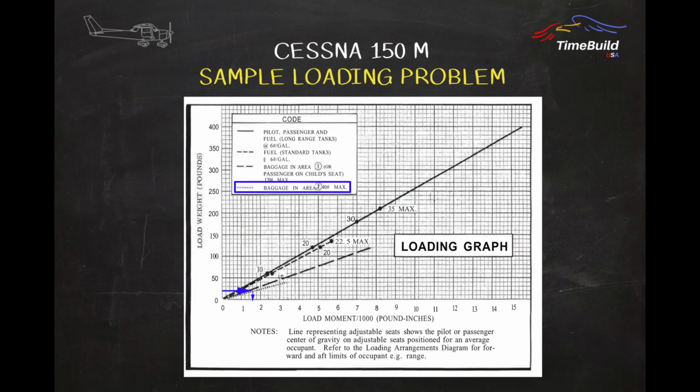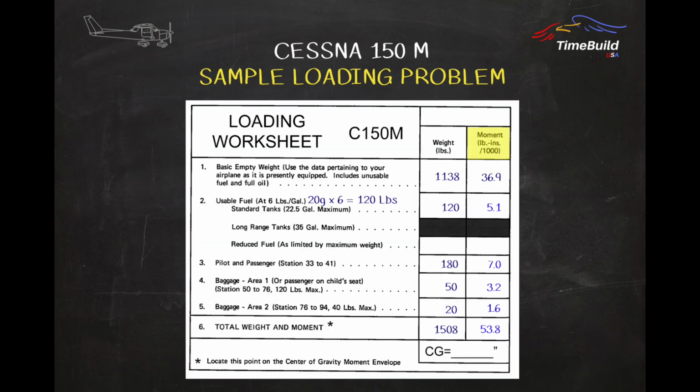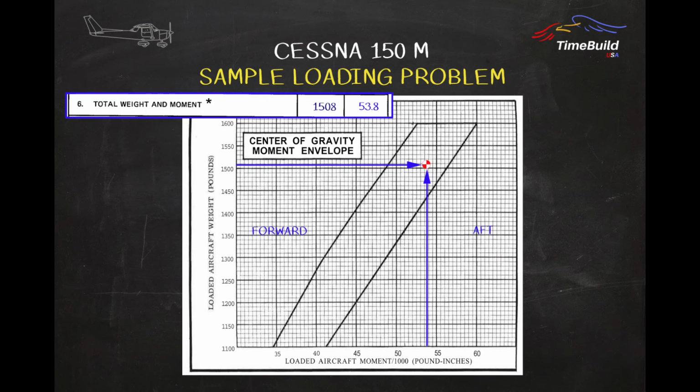Lastly, determine the loaded moment for baggage area 2, which contains 20 pounds of luggage, and transfer onto the form. Finally, total all of the moments on the loading worksheet. Using the total weight and moment divided by 1,000, plot the intersection of both values on the CG moment envelope in the POH. If the CG falls within the boxed area, then the aircraft is properly loaded. Note that the CG becomes more forward as you move left on the graph.